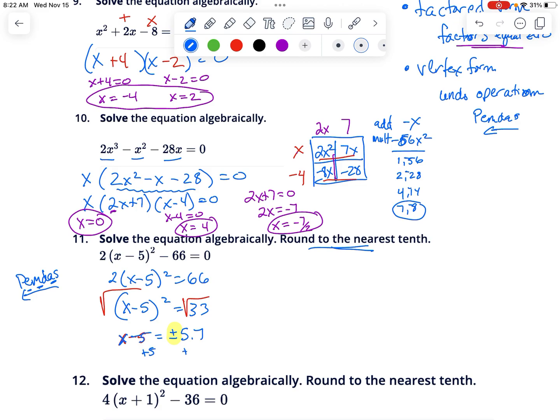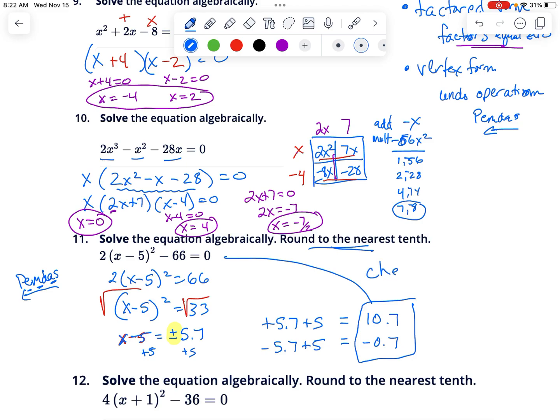So when I add 5, I'm going to have to add it to 2 different numbers. I'm going to have a positive 5.7 that I'm adding 5 to, and a negative 5.7 I'm adding 5 to. So I'll get 10.7, and I'll get a negative 0.7. These are my 2 answers.